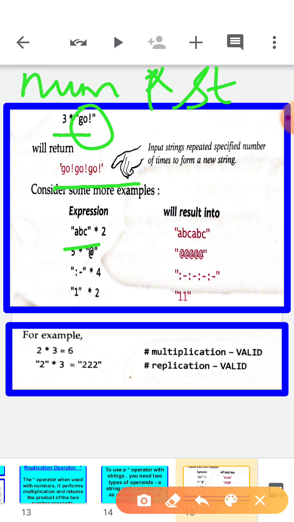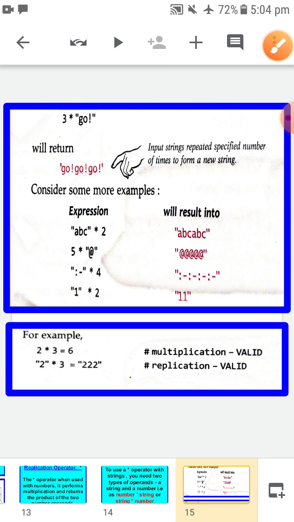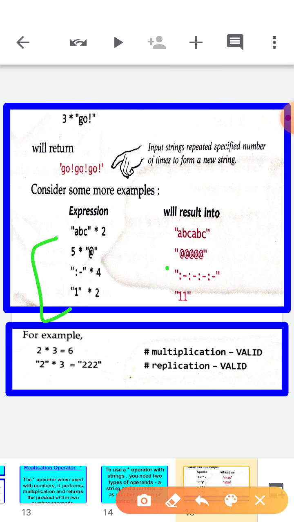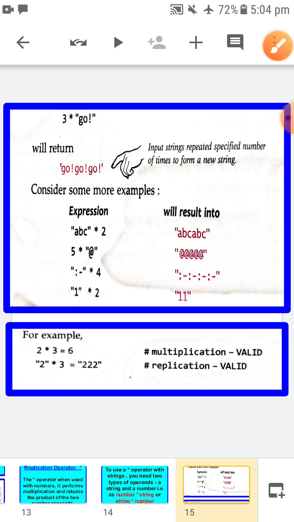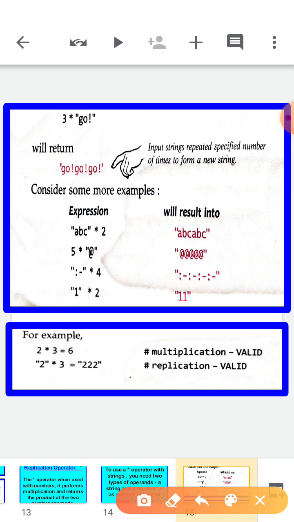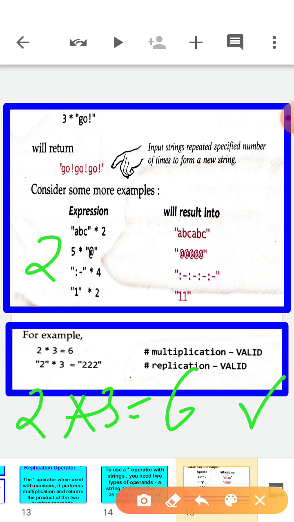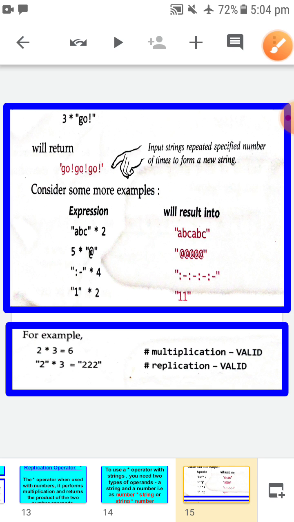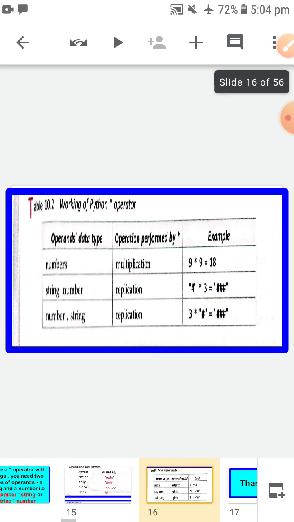Now abc, a string multiplied with a number, abc is going to print 2 times. I hope you are getting it. 5 into at the rate is going to print 5 times. This colon sign is going to print 4 times, and this one is going to print 2 times. So this is the concept of multiplication. Now 2 into 3 is 6, this is also valid. And 2 as a string multiplied by 3 means this 2 is going to print 3 times, so this is also valid. This is an example of replication.